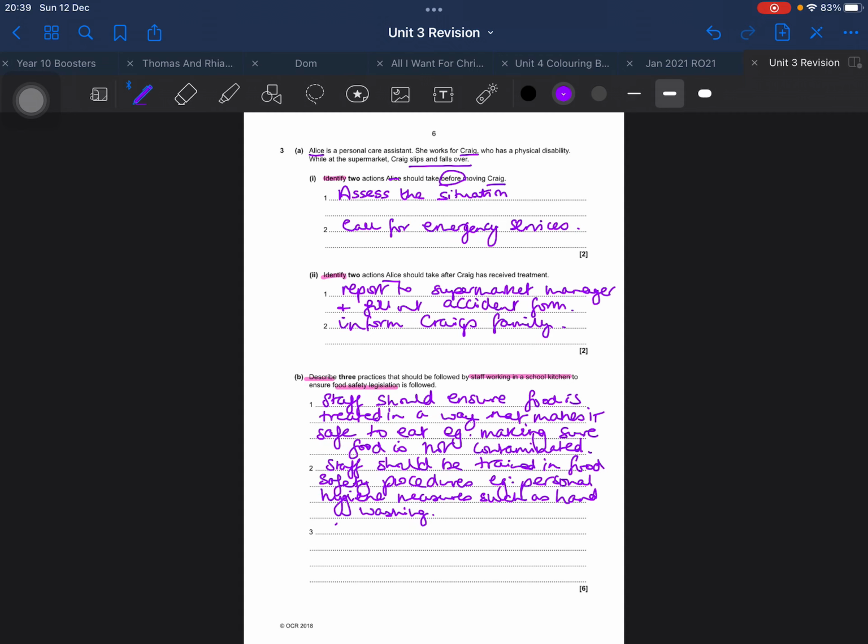So we're going to say here, staff identify points where contamination may occur, e.g. work surfaces, food containers need to be sanitised. Super. 6 marks.